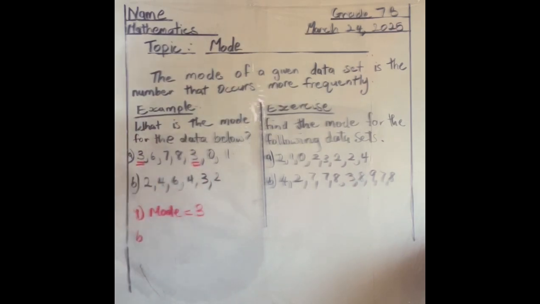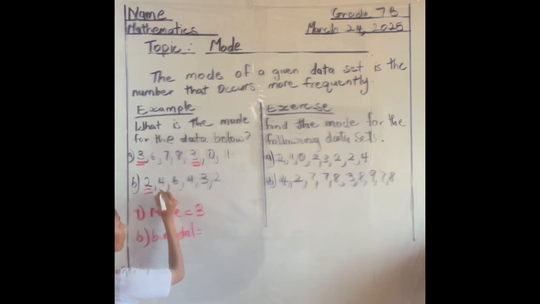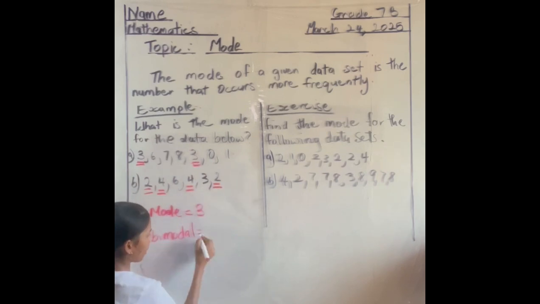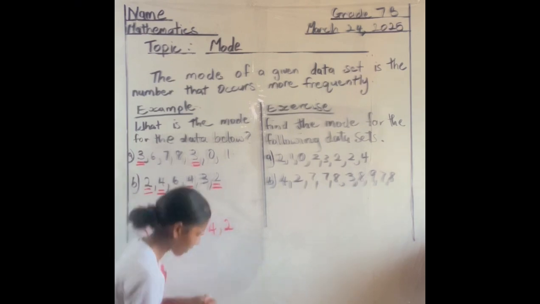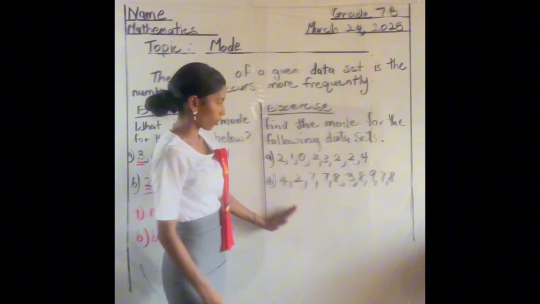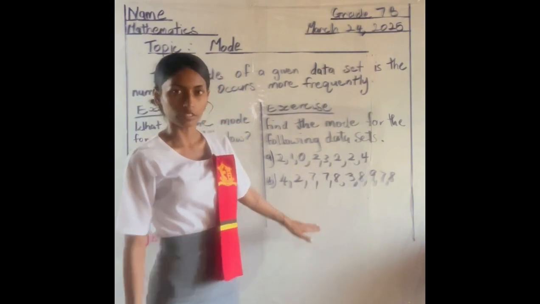We have 2 modes. So in this case, we have a bimodal, where we have 2 numbers repeating themselves the same amount of times. In this case, we have 4 and 2, right? I have 2 exercises on the board here for you to work on your own, and I will check it.